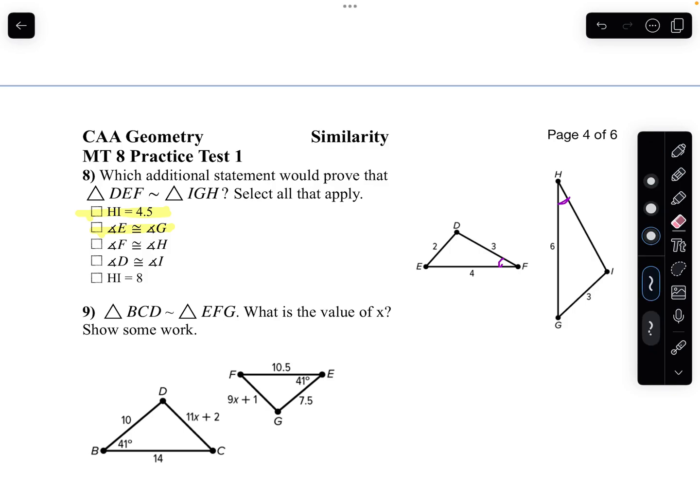How about if angle D is congruent to angle I? I don't know why that's not erasing. There we go. And once again, I need more information. I'd have to know HI was 4.5 in order to do that. Okay, how about if HI is 8? Well, we've already said that's not true. So it would just be the first two in question 8.